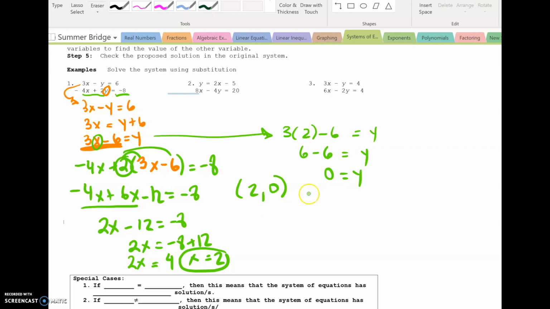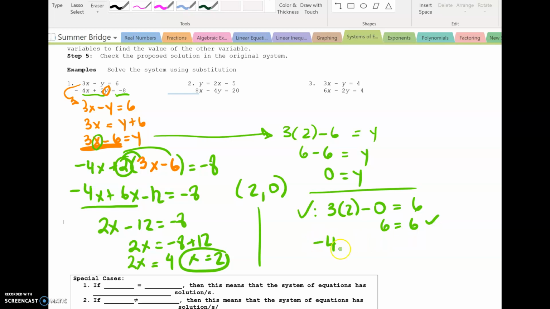And I'm going to now check that this is correct. So I'm going to plug it into the original, meaning to say into the original that I was given up here. So I'm going to have 3 times 2, because that's my x value, minus 0, because that's my y value, and that's supposed to be equal to 6. 3 times 2 is 6, minus 0 is 6, so that's true. So that's equation 1. Now let's do equation 2.